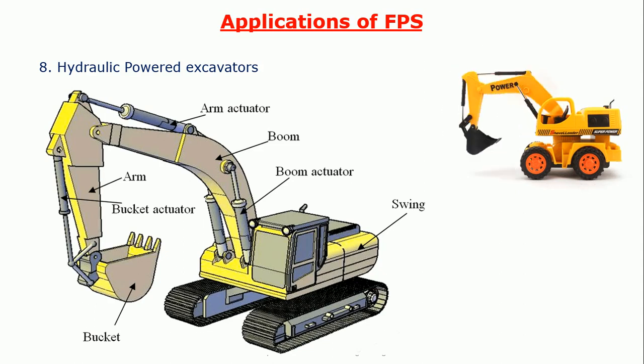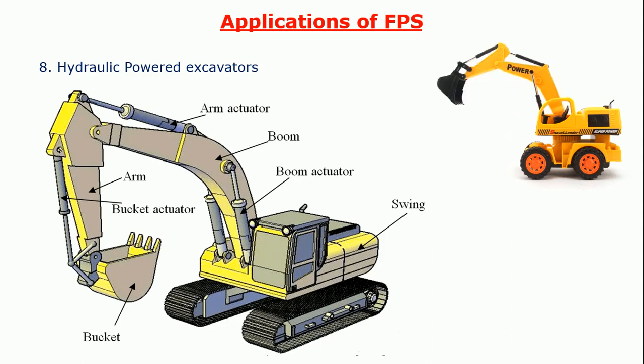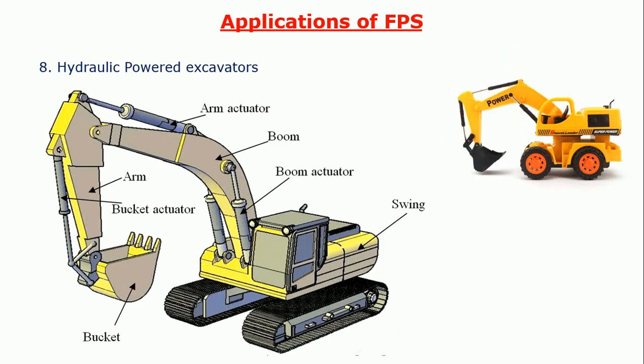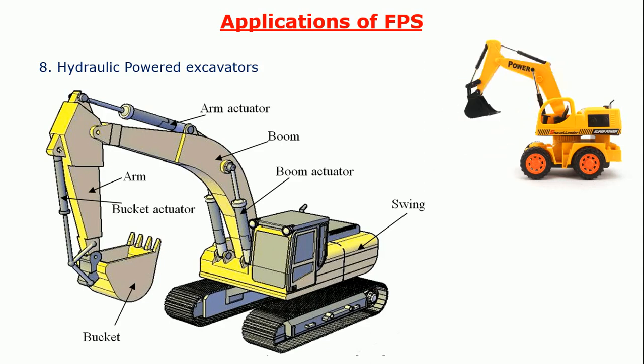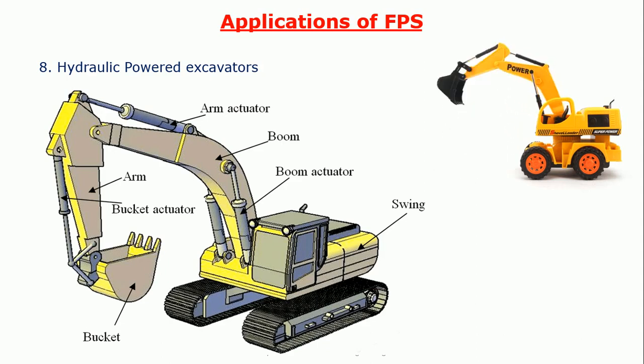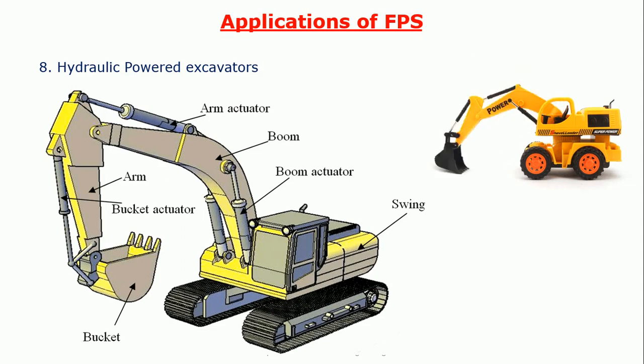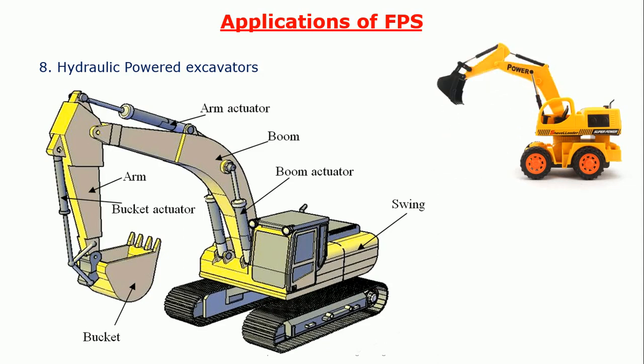For example, the swing of the bucket is controlled by a bucket actuator. The front and back motion of the arm is controlled by the arm actuator. And the height of the excavator boom is controlled by the excavator boom actuator. Hence, with the help of hydraulic cylinders or actuators, we can control different components of the excavator.